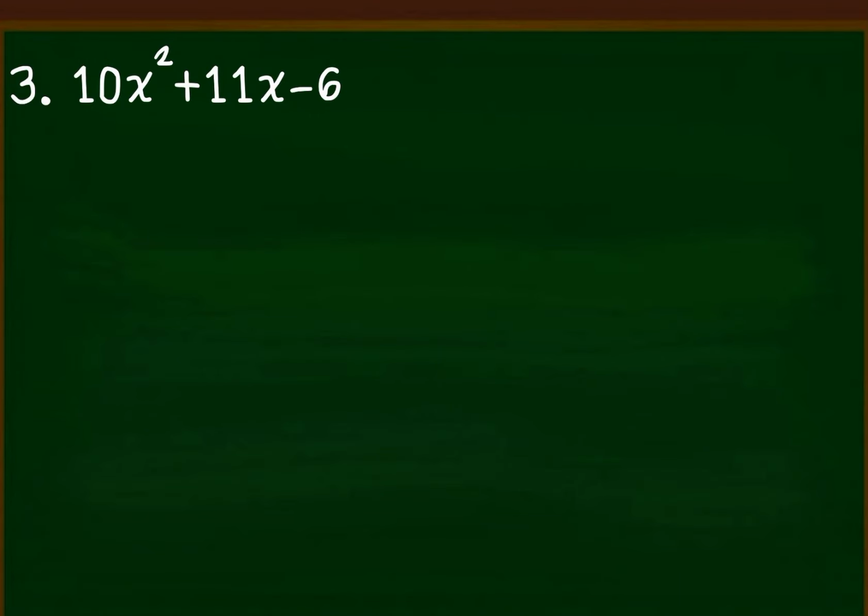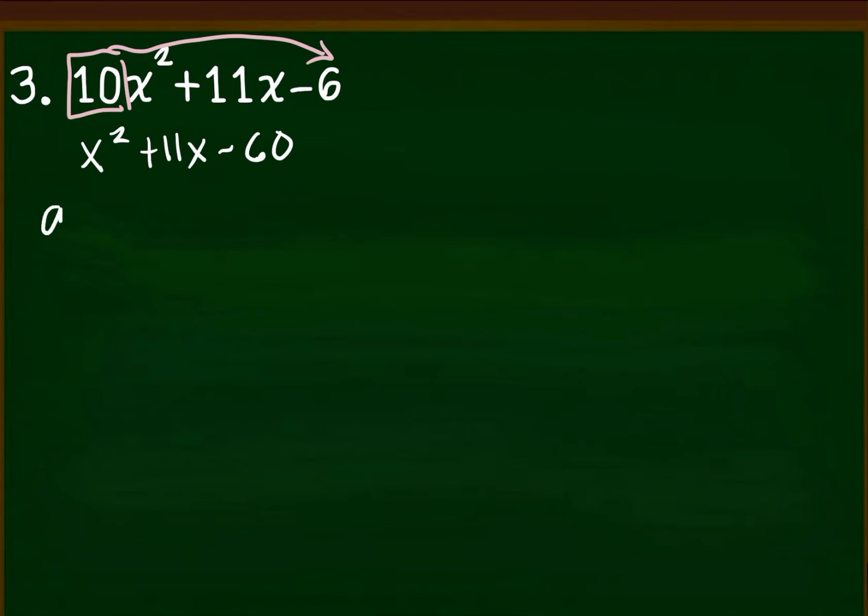Okay. Again, slide, factor, divide, and then we slide again. We slide A to the right side, and then we have x squared plus 11x, and then we have 10 times negative 6 is negative 60. So, our new A is 1, our new B is again 11, and then our new C is negative 60.